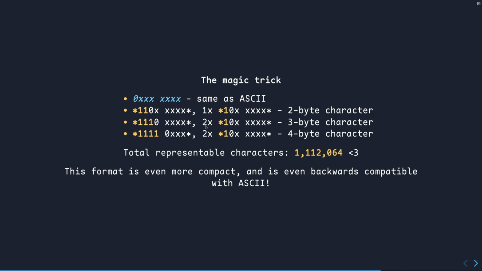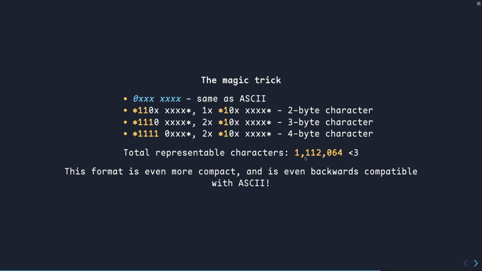And with this system, we can make characters bigger by just having more ones, and then we have more bytes to work with, which is very useful. UTF-8 only goes up to 4 bytes, but you can theoretically go up to 7 bytes. I don't know how many characters that would be able to represent off the top of my head, but this is already enough to cover the entire Unicode spectrum.